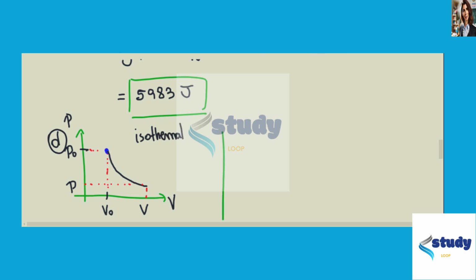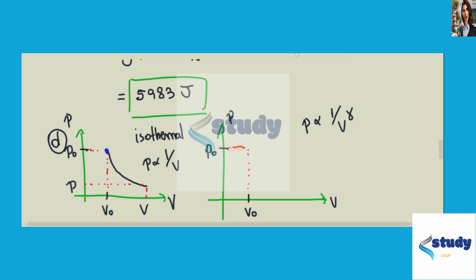Then we have the adiabatic case. Remember that in that case, P is proportional to 1 over V to the gamma instead of just 1 over V. And in that case, P decreases a little faster. Here we have the final volume of 3V0.